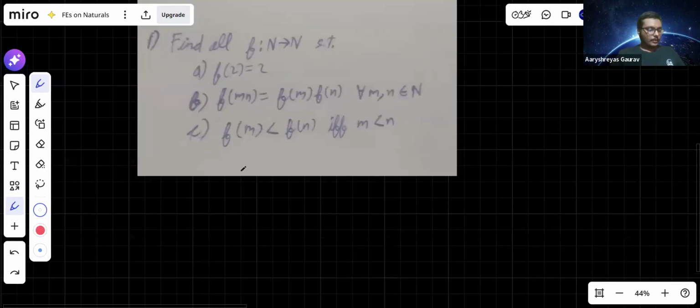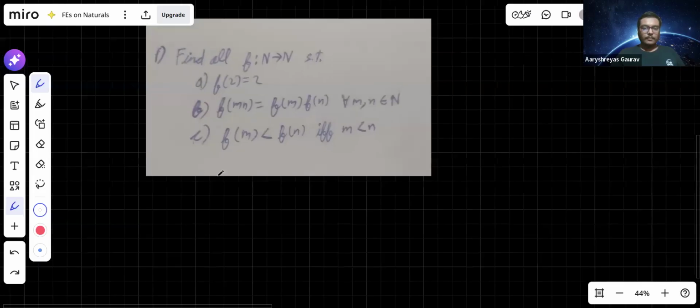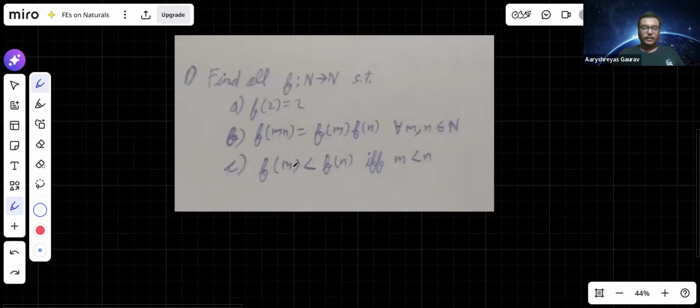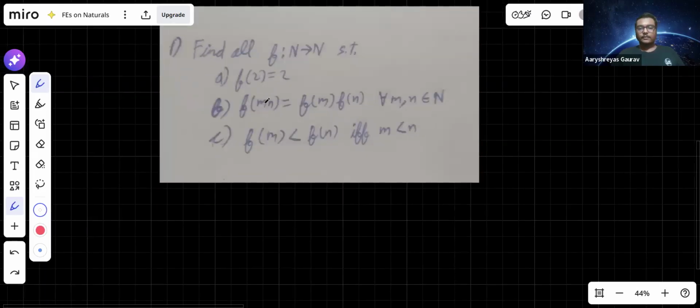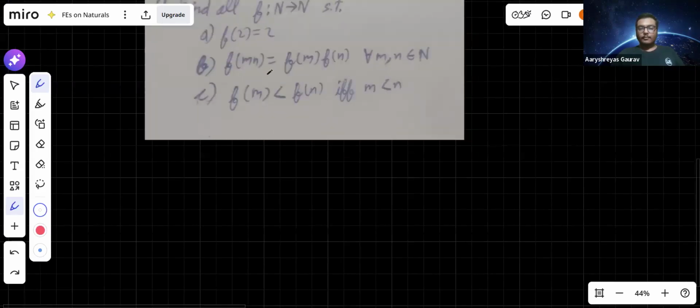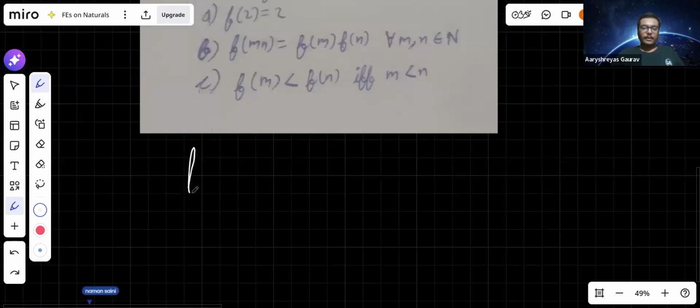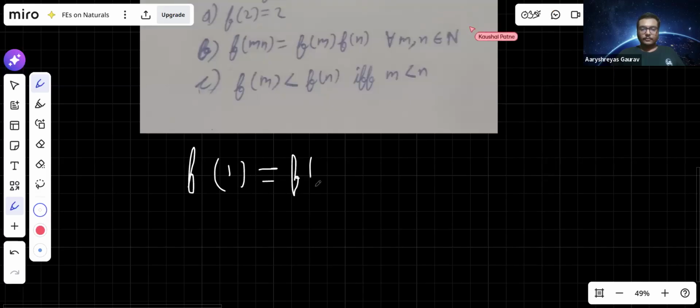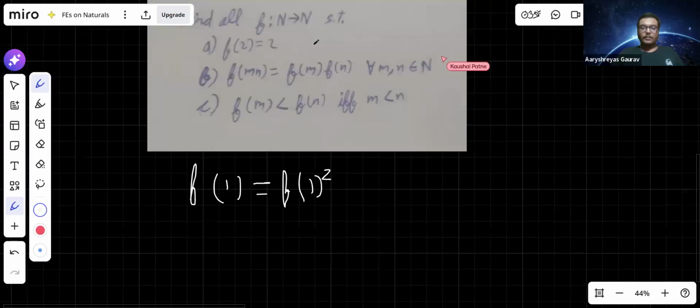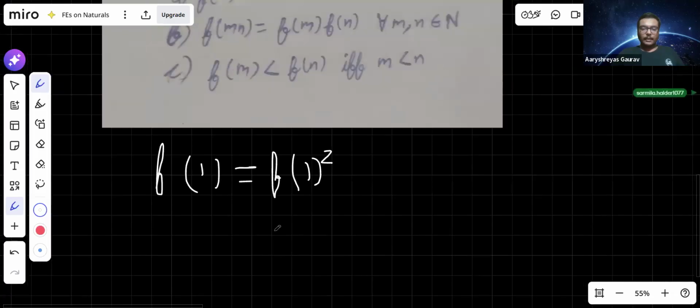So in here we can see one interesting fact: if I put m equal to n equal to 1 in the second condition, I will get f of 1 is equal to f of 1 squared. And since we are operating on natural numbers, I can say that f of 1 is not 0. So there's only one possibility, f of 1 is 1.